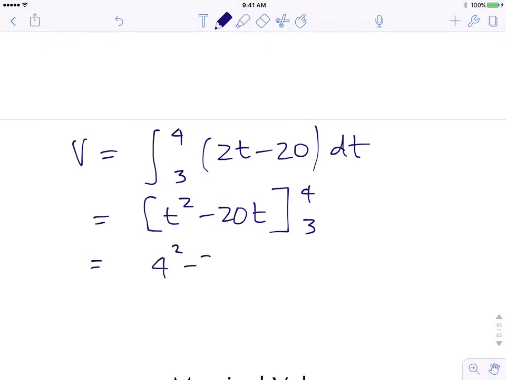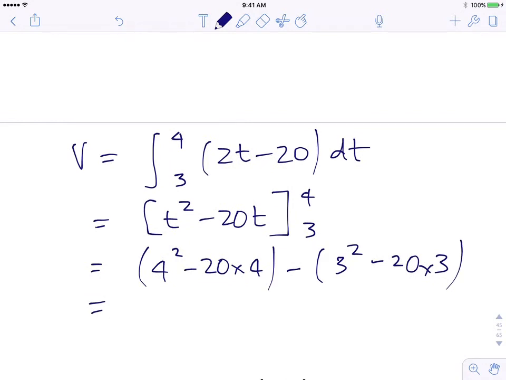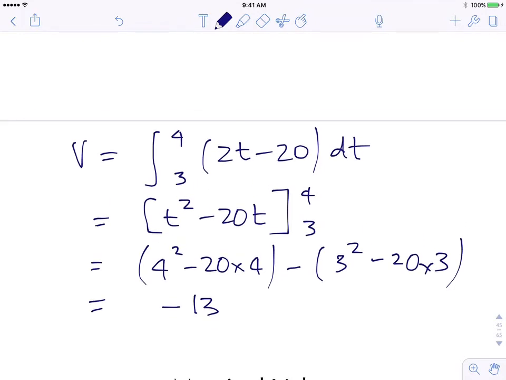So 4 squared minus 20 times 4. I substitute 4 in, subtract, substitute 3 in really carefully. And I know I'm going to get a negative number. So what do we got? 16 minus 80, subtract 9 minus 60. If you do that on your calculator, you should get negative 13. Like I said, I was expecting that, so that just tells me the volume is going out at 13 during that time. So 13 kilolitres were drained from the tank in that 4th minute.